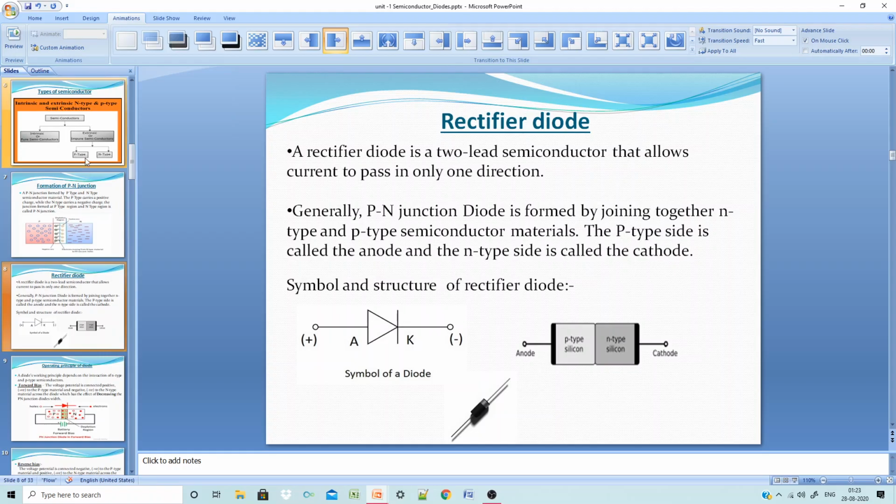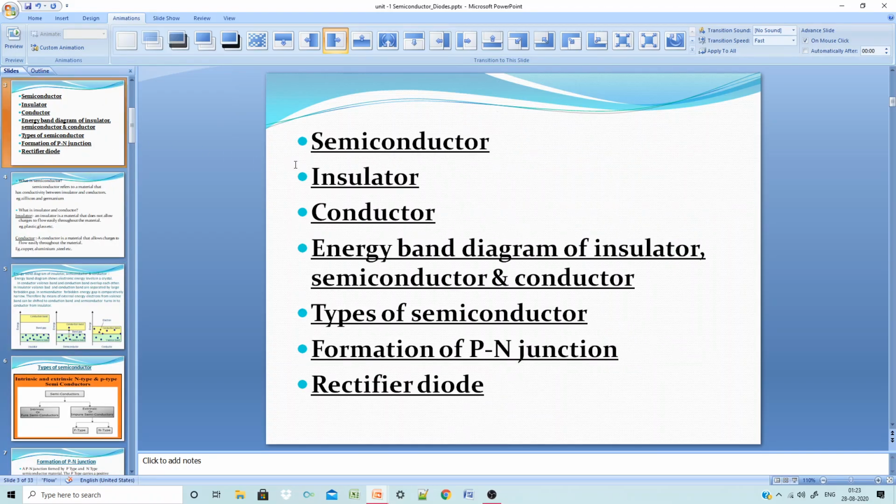So students, today we learned about semiconductor, insulator, conductor, the energy band diagram of insulator, semiconductor and conductor, then types of semiconductor, formation of PN junction and rectifier diodes.